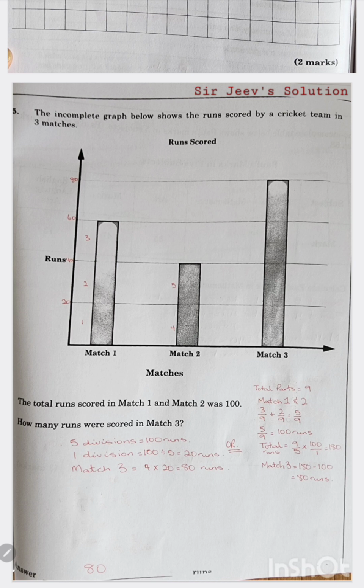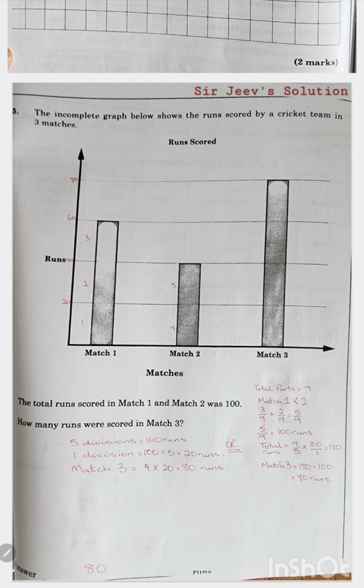Another way we could have done this is we realize that the entire graph was divided into 9 parts: match 1, match 2, and match 3. There are 9 parts. Match 1 is 3 out of the 9 parts, and match 2 was 2 out of the 9 parts. So therefore we had a total of 5 ninths used. We know that 5 ninths is equal to the 100 runs.